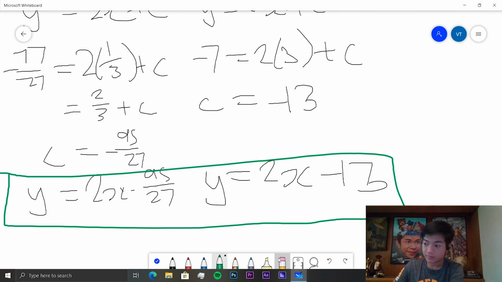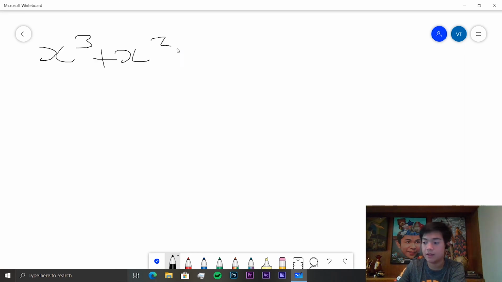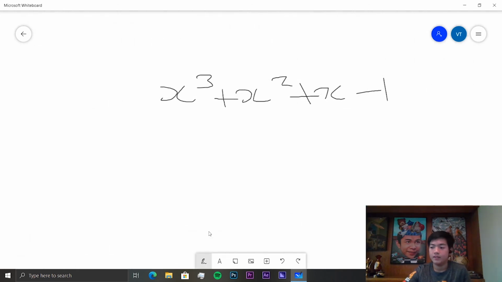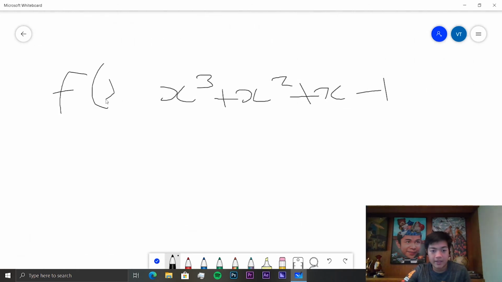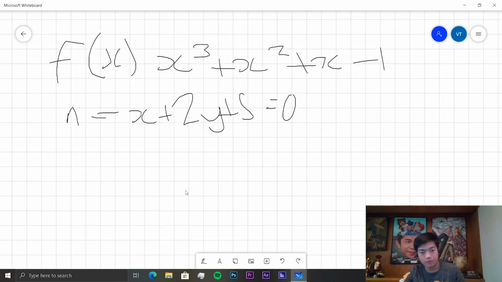Okay. On to the next question. I think it's the final. No, yeah, it's the final question. So we need to find the equations of the tangents to x cubed plus x squared plus x minus 1. We need to find the equation of the tangents to this line that are normal. Just write f of x, and they need to be normal to the line x plus 2y plus 5 is equal to 0. And if they're normal to this line, well, let's rearrange this.